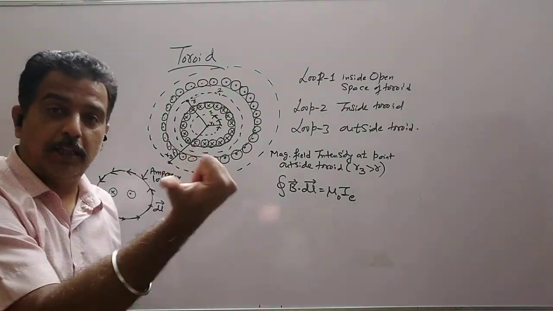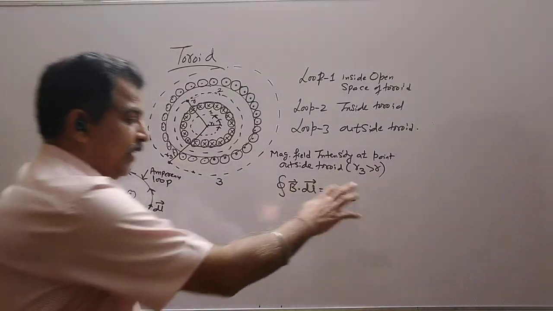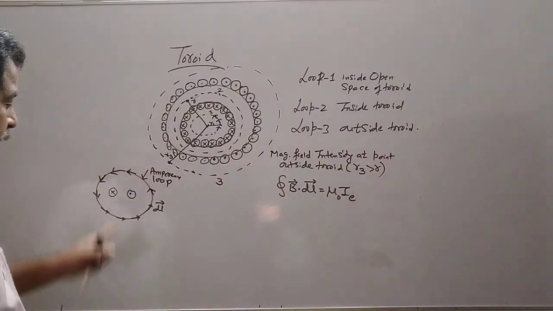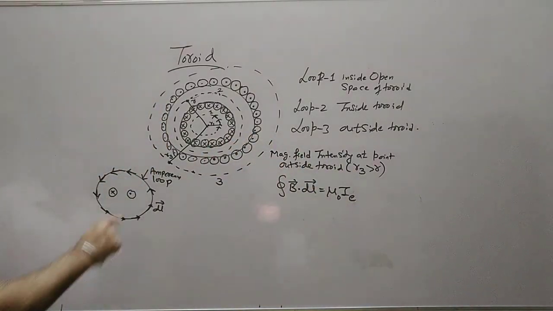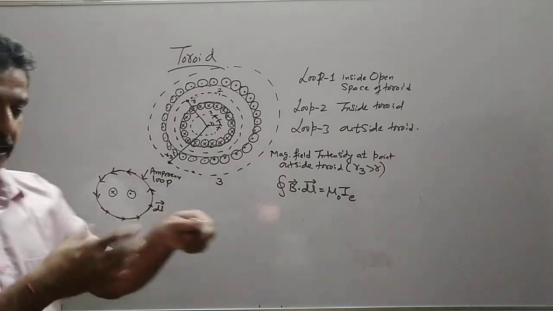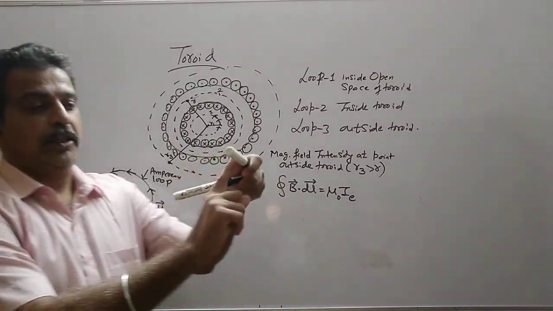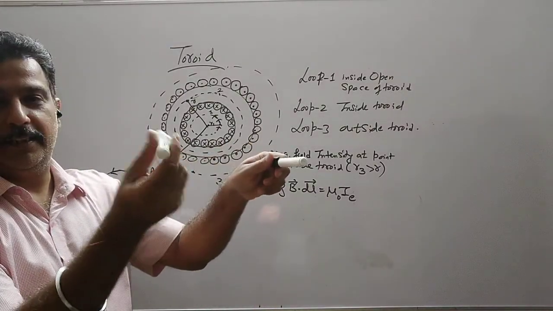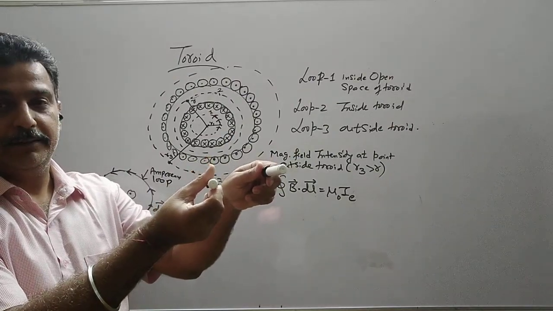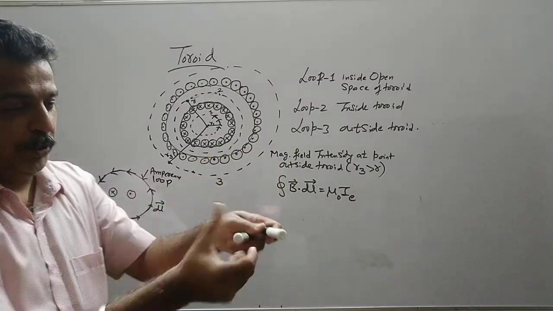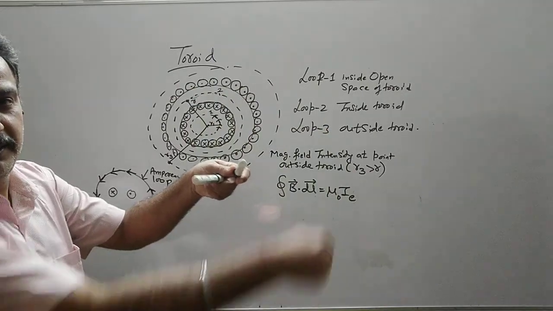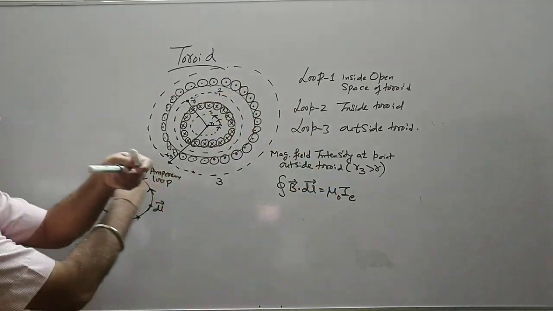So all the current coming outward should be taken as positive. Now I have two wires inside the Amperian loop. Suppose this is one wire in which the current is coming out, and in this one the current is going in. I have taken both wires in an Amperian loop.